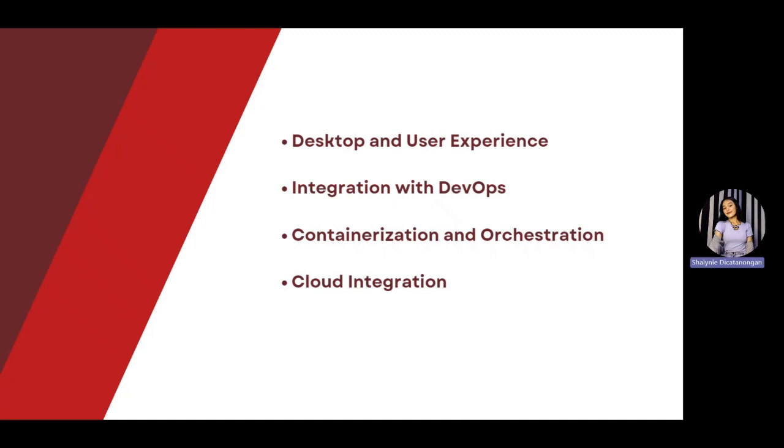The last one is cloud integration. Red Hat integrates seamlessly with major cloud platforms such as AWS, Azure, and Google Cloud. Its hybrid cloud capabilities provide businesses with flexibility, allowing them to leverage both on-premises and cloud resources as needed.